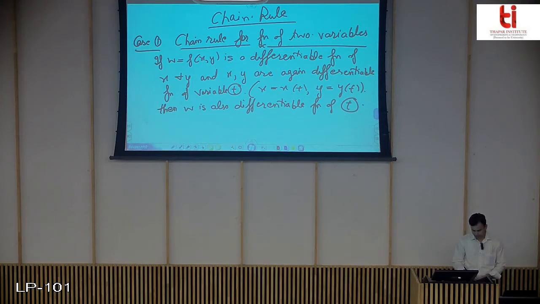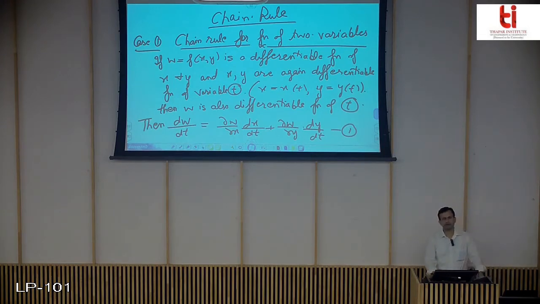And then we can write dw/dt, since w is also a function of t: dw/dt = (∂w/∂x)(dx/dt) + (∂w/∂y)(dy/dt). So this is the chain rule for finding the derivative of w with respect to t, where w depends upon x and y, and x and y in turn depend upon t.